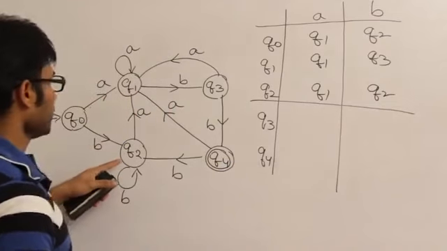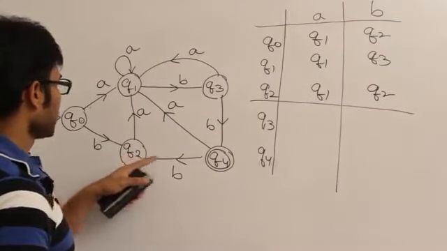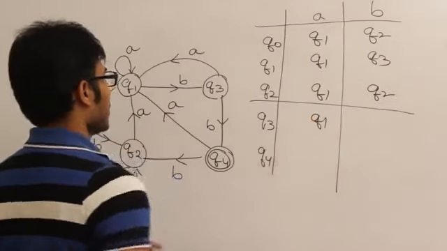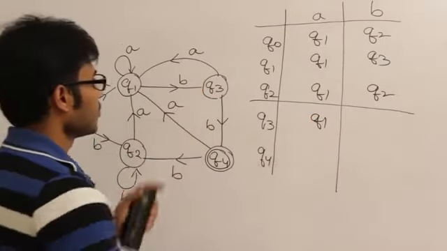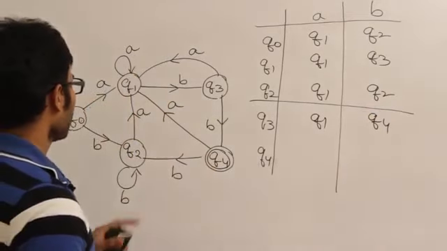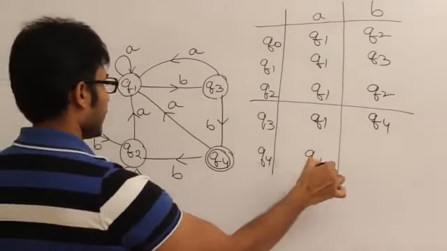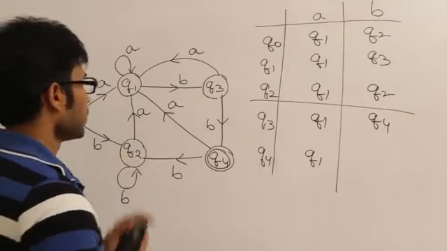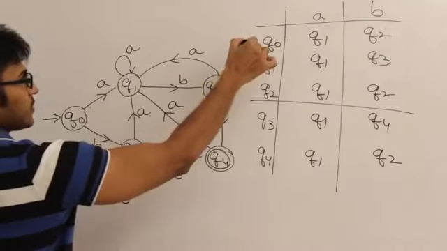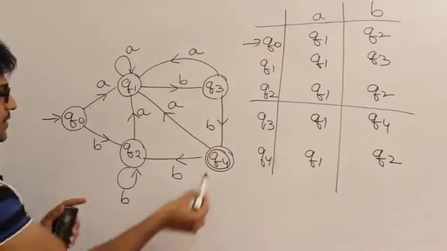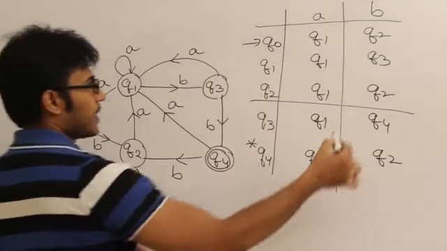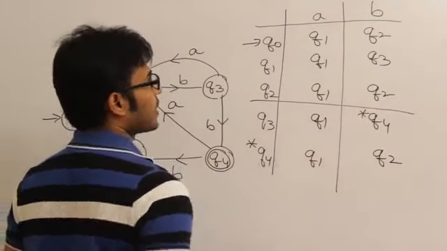Q3 on A is going to Q1, Q3 on B is going to Q4. Q4 on A is going to Q1 and Q4 on B is going to Q2. What is the initial state? Initial state is Q0. What is the final state? Final state is Q4. Therefore Q4, I am going to mark it like that, and wherever Q4 is there I just mark it like that.